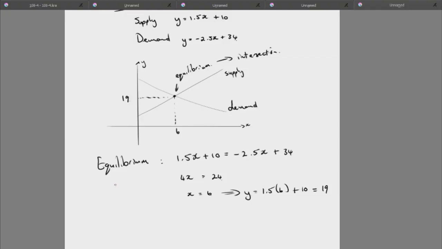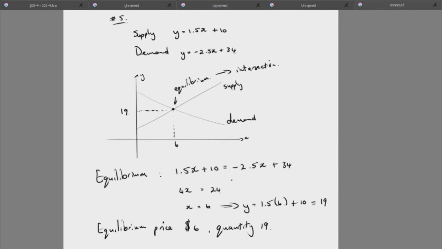So the equilibrium, let's write it again. Equilibrium price is, which one is the price? X is the price. 6, assuming it's dollars. And quantity is 19. So there's another kind of application, equilibrium between supply and demand. And often, it's not always straight lines, but surprisingly often, at least for a little bit, they follow linear functions and straight line equations.